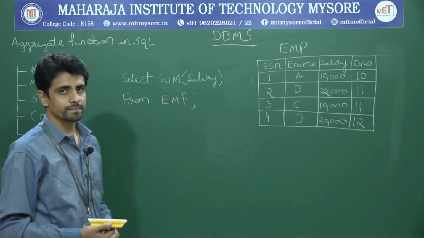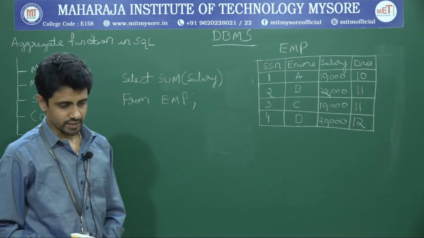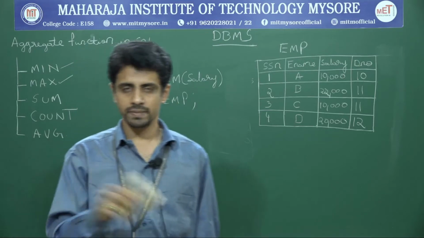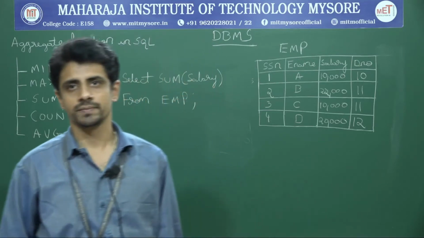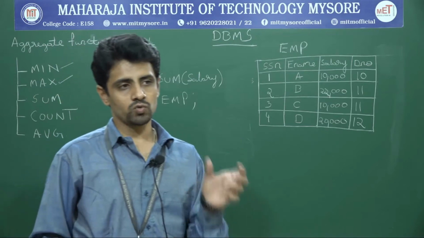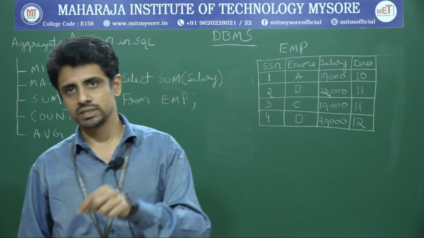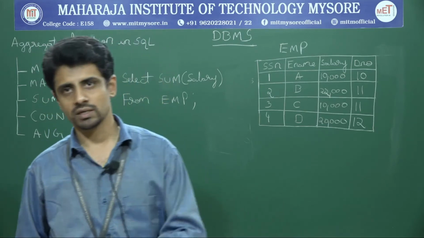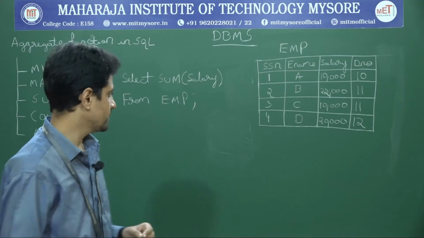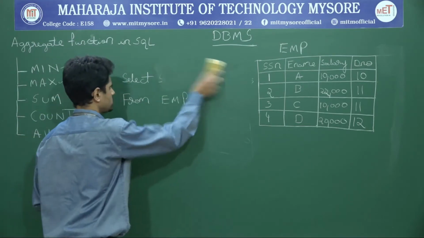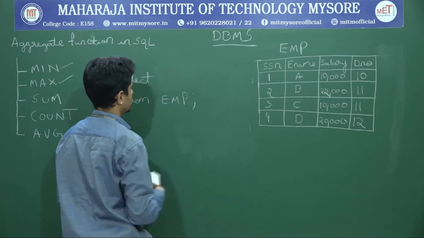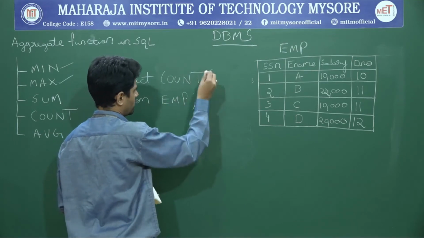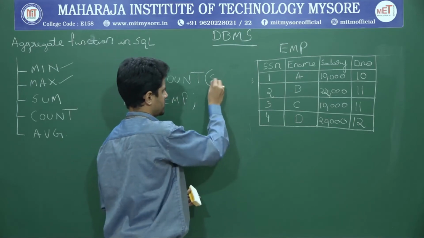Next is count. Count is quite different, and it can be used in different ways while writing queries, because when count is applied on a particular attribute, the result will be different, and when count is applied on a particular table, the output will be different. We will see that now. Let us first understand what count is. So, count of SSN, something like this.